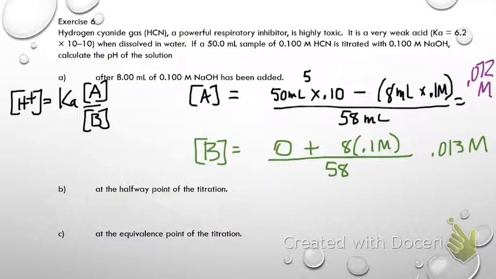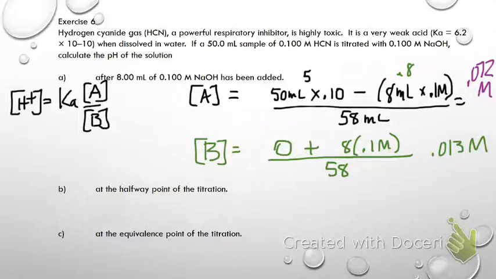Before I move on, what? Why are you subtracting on the top? Because it's neutralizing. Acid is base, so this ends up being 0.8. So 0.8 millimoles of base is going to react with 0.8 millimoles of the acid, leaving behind 4.2 millimoles.